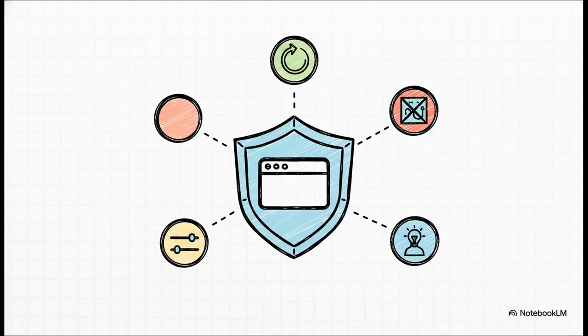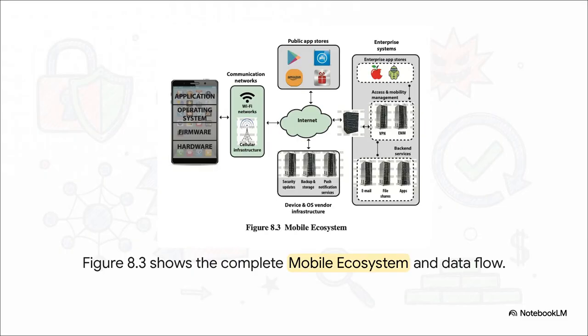That's just as critical. This diagram shows us the entire mobile ecosystem, and it is so important to understand this data flow for your exam. Let's start over here on the far left with the mobile device itself. You can see it has multiple layers: the hardware, the firmware, the operating system, and of course the applications.